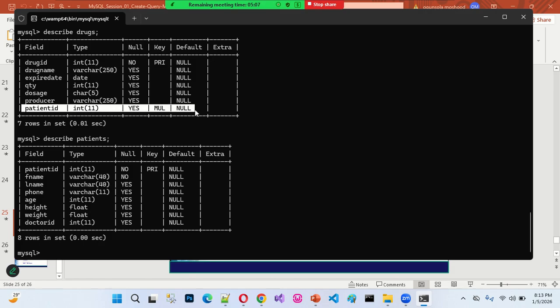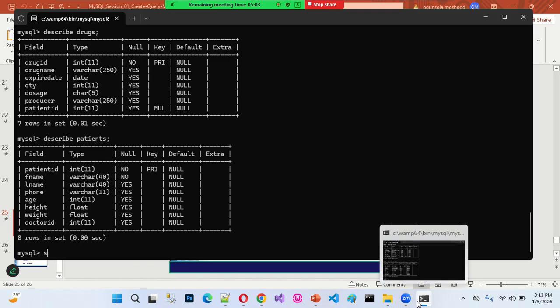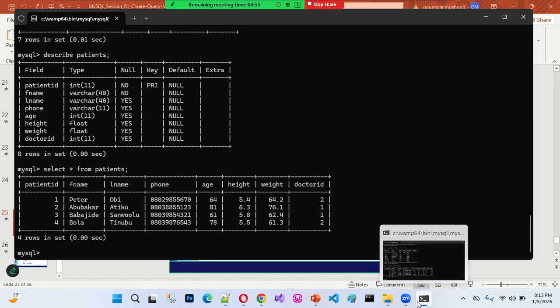Foreign key. Do you get it now? So let me now add the record to implement these two for us. So I say select, let me see if there's a record, select all the records from patient. Now, let's see if there's a record in our patient table. Okay, good. We have some patient records now.